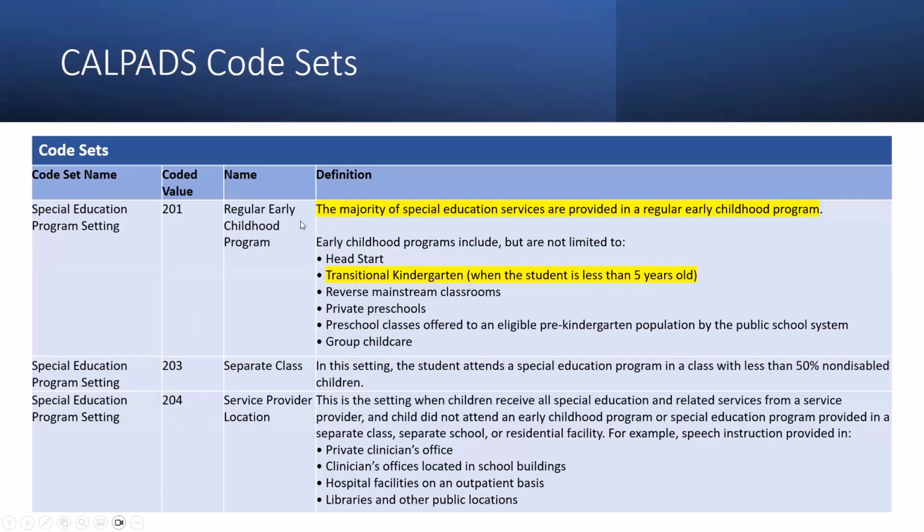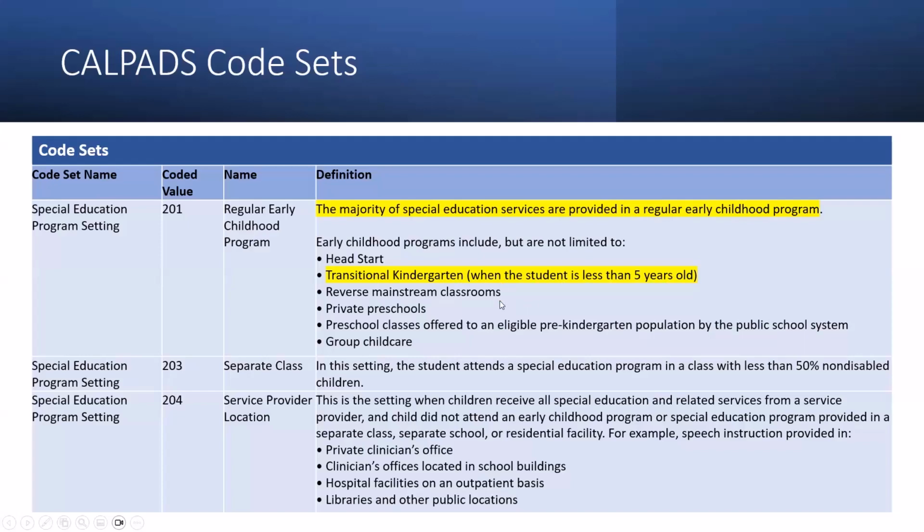And you can see here, there's a little bit of indication in the definition of how those codes are used. The majority of special education services are provided in an early childhood program, right? So that's key here, that this program code is intended for those students where the majority of their special education services are in an early childhood program. And it tells you it can be used for TK students. That's part of the trigger for the error when the student is less than 5.